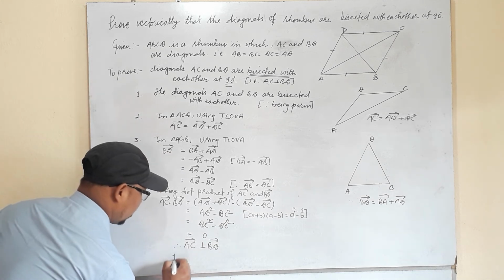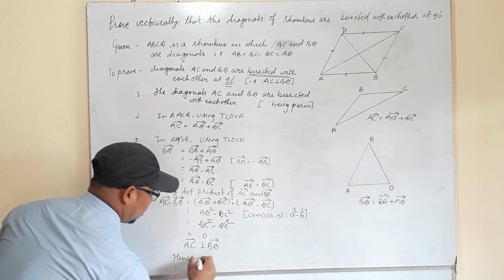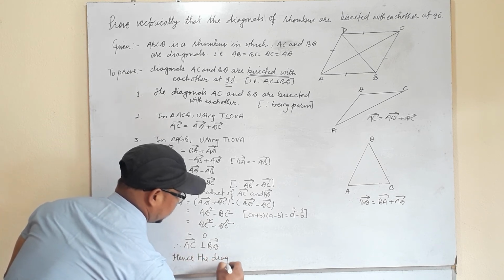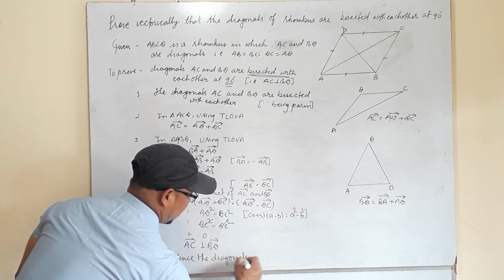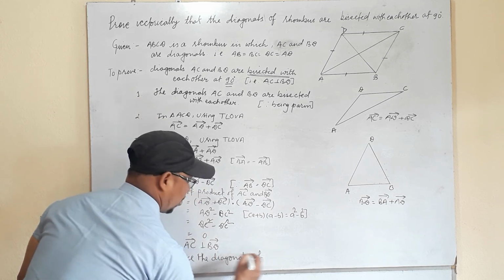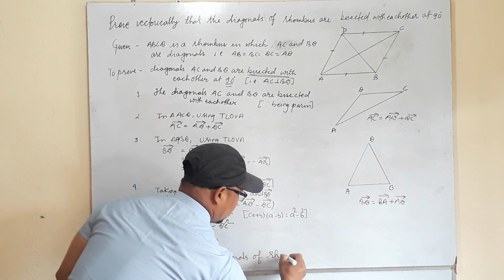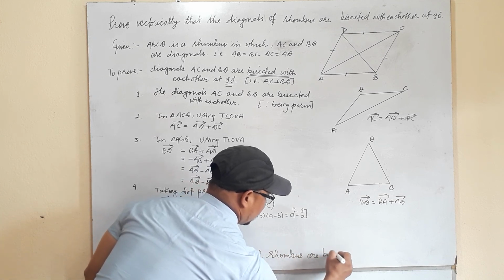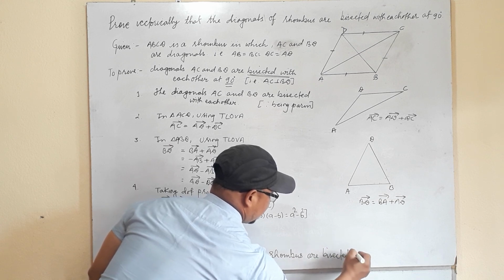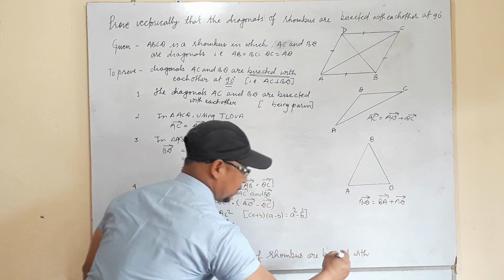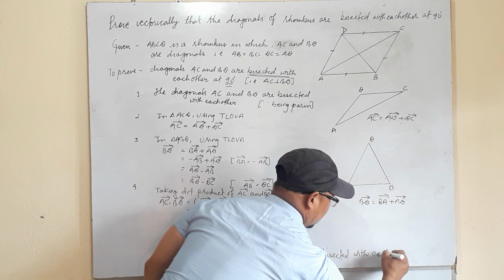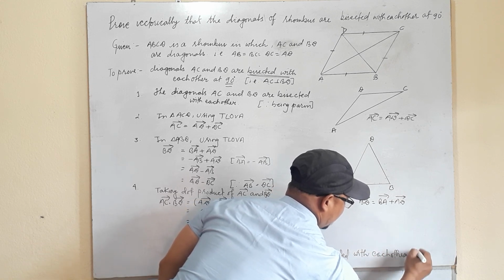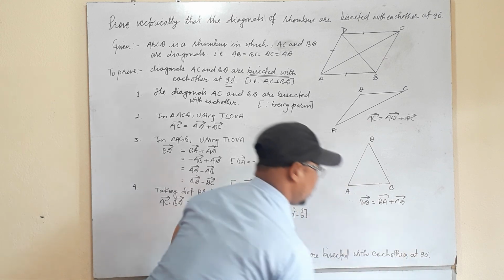Hence the diagonals of a rhombus are bisected with each other at 90 degrees. Hence proved.